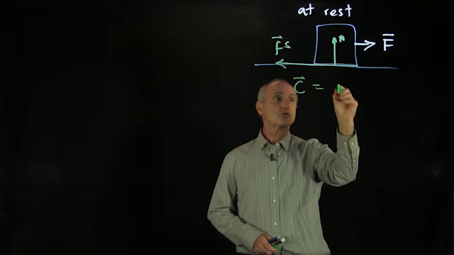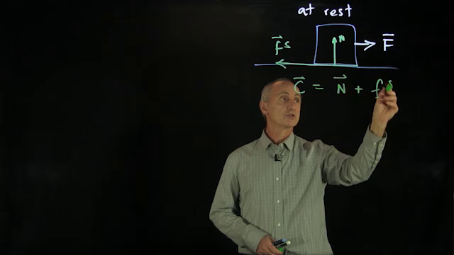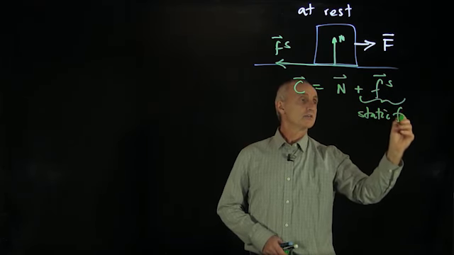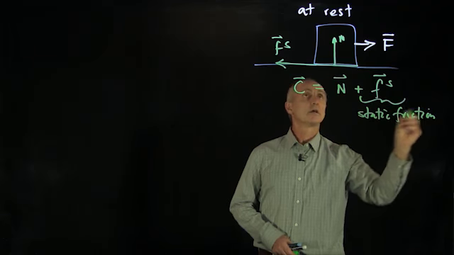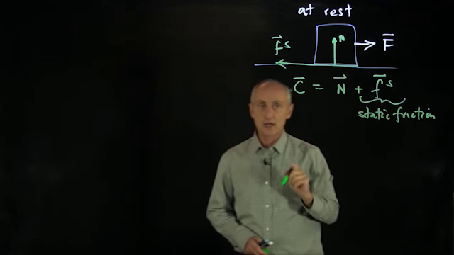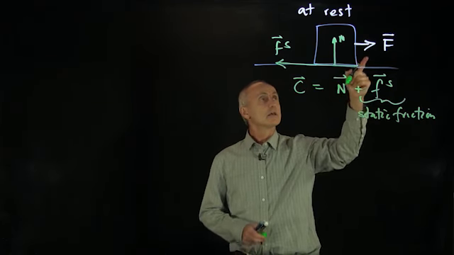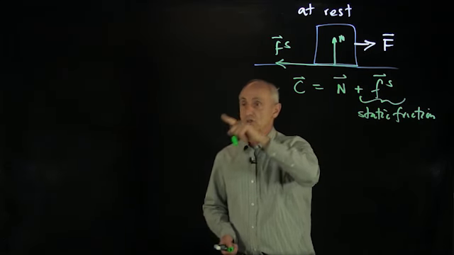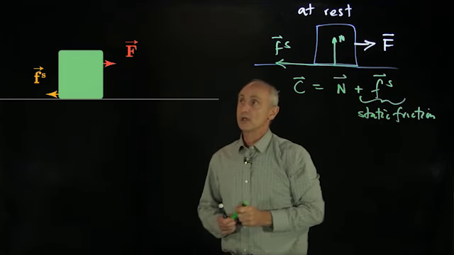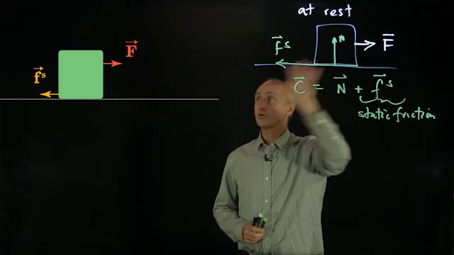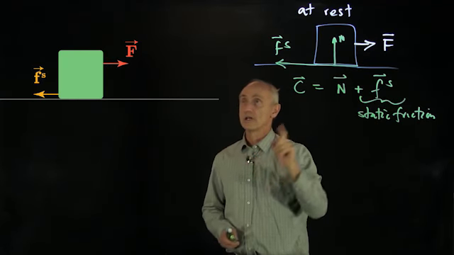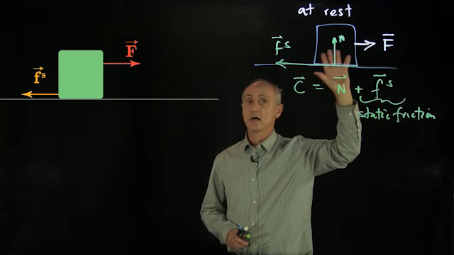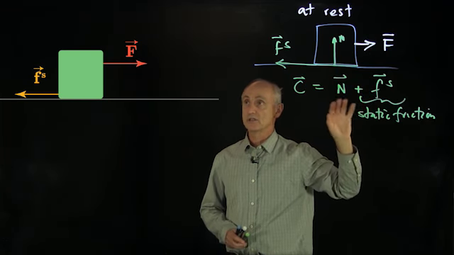And the contact force is still the perpendicular part, the normal force, plus the tangential part, which we refer to as static friction. Now, what happens with static friction is that if we don't apply a force at all, then there's no static friction. And in fact, you can see in this simulation that if we slowly increase the applied force, then the static friction force gets bigger and bigger. It depends on what we're doing to the system.